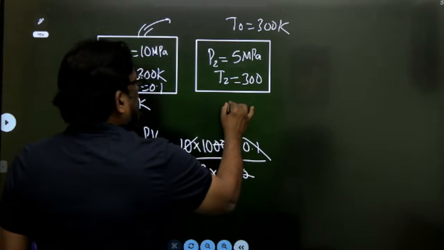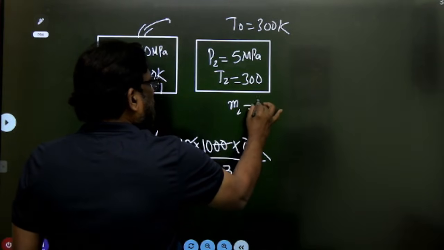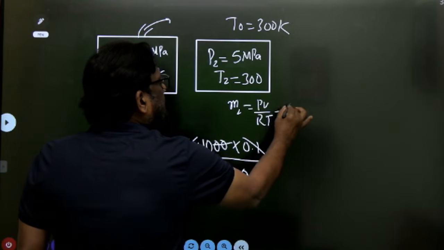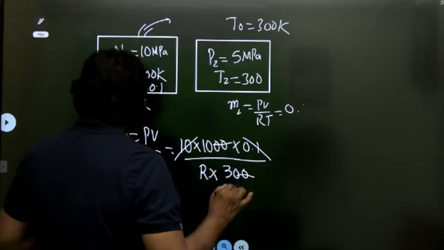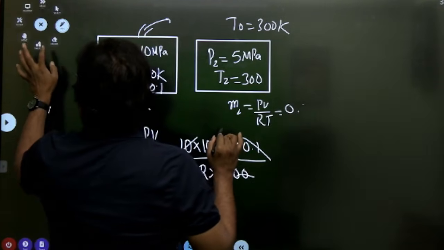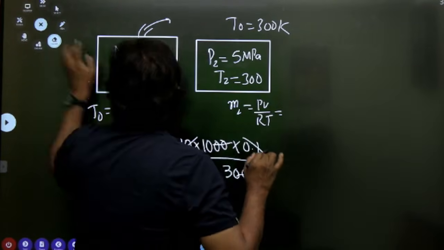Excellent. Now let's calculate the final mass. The final mass will be equal to PV by again RT. The final pressure is 5 megapascal. I'm sorry, ये 5 है sir. एक second. Let me erase this. हाँ जी.